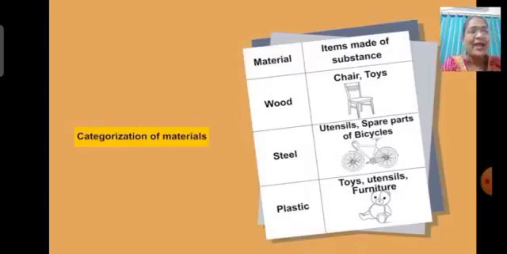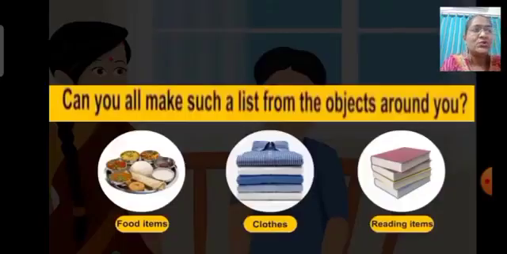Rohan was very happy that day. He learnt about various materials and different things made from them. Rohan also learnt to keep those things in a group, which means to categorize things. Rohan thought that now he will make a list of food items, clothes and reading items at home, and then he will categorize them. Here children, our story ends.